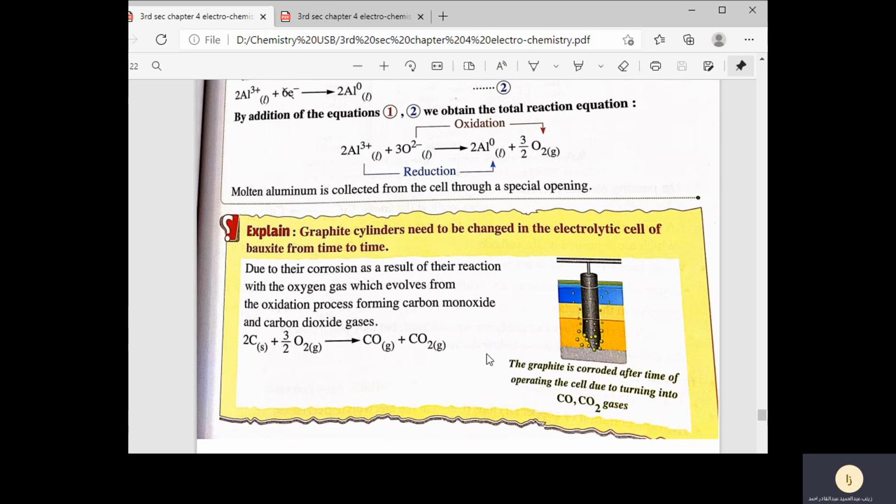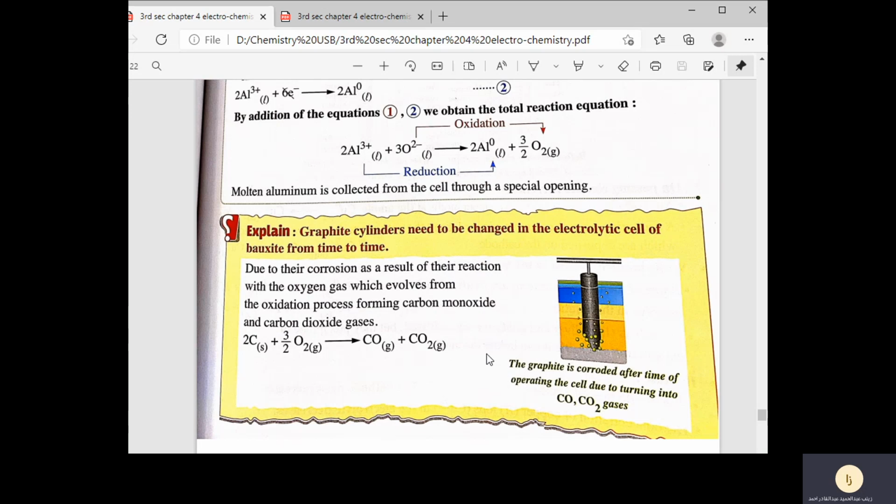Here we have graphite. A question about graphite. You know that the carbon rods which act as a positive pole must be replaced from time to time. Why? Because the oxygen produced during the reaction will react with carbon rods, and the carbon will be changed into carbon monoxide and carbon dioxide. So erosion takes place to the carbon rods, so we have to replace them from time to time.